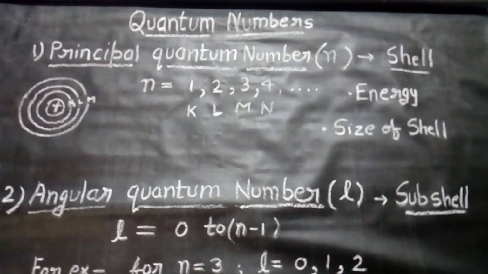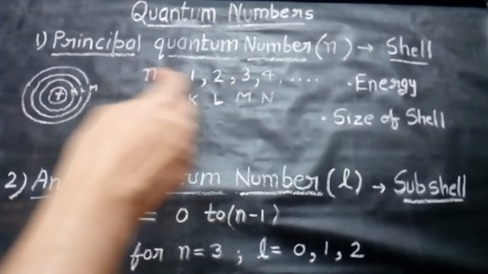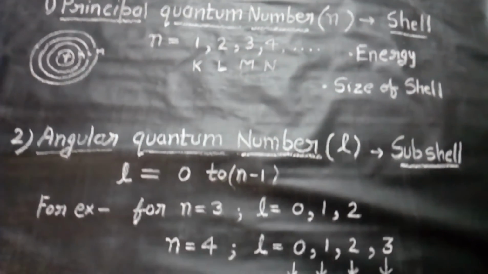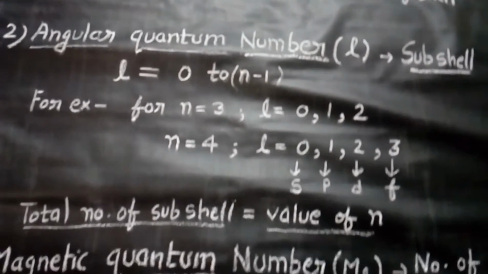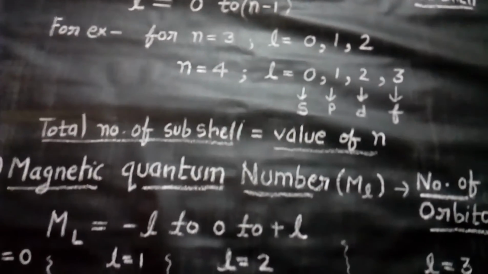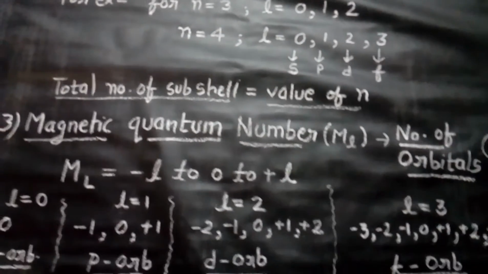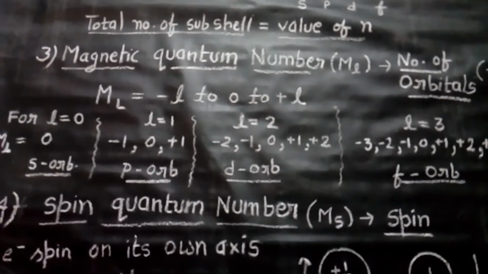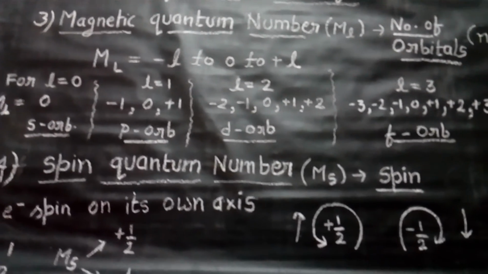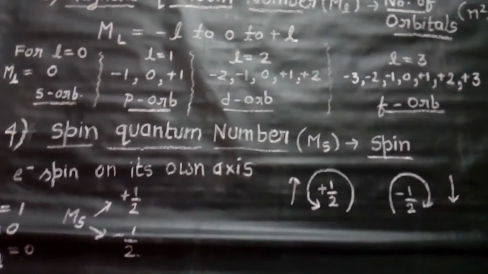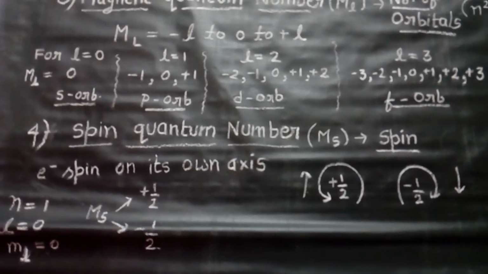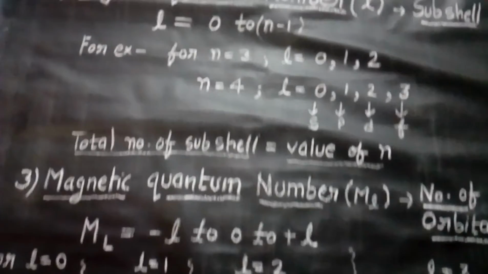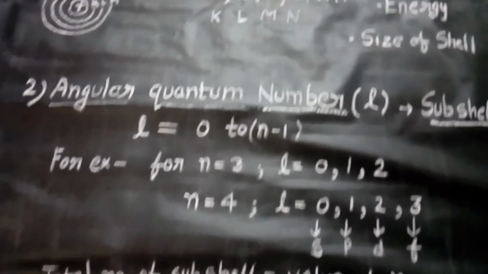Hello friends, today we will consider the quantum numbers. As we know, according to wave mechanics, electrons are considered as electron waves which move around the nucleus. So these may be considered as electron clouds around the nucleus. In order to give the exact position and energy of electrons, we need some quantum numbers. These are denoted by n, l, m and s.